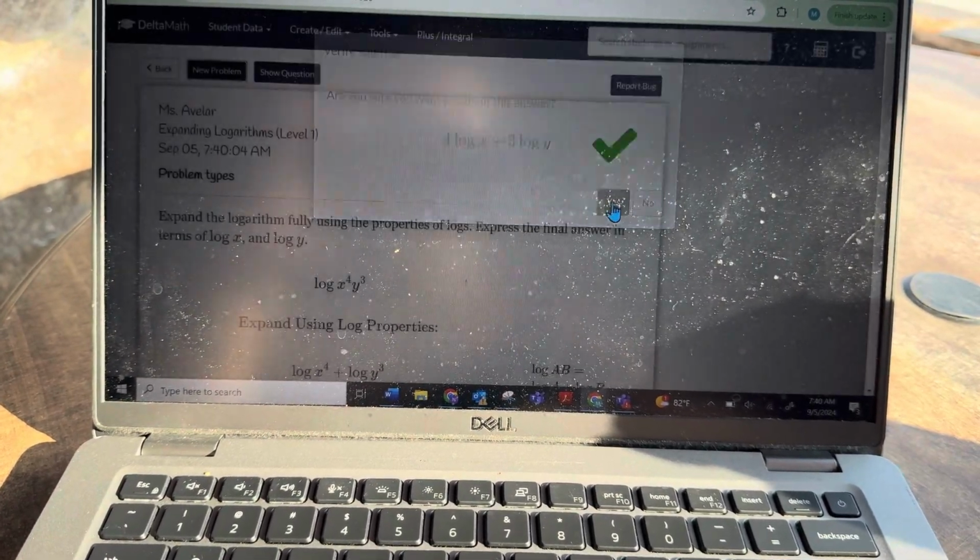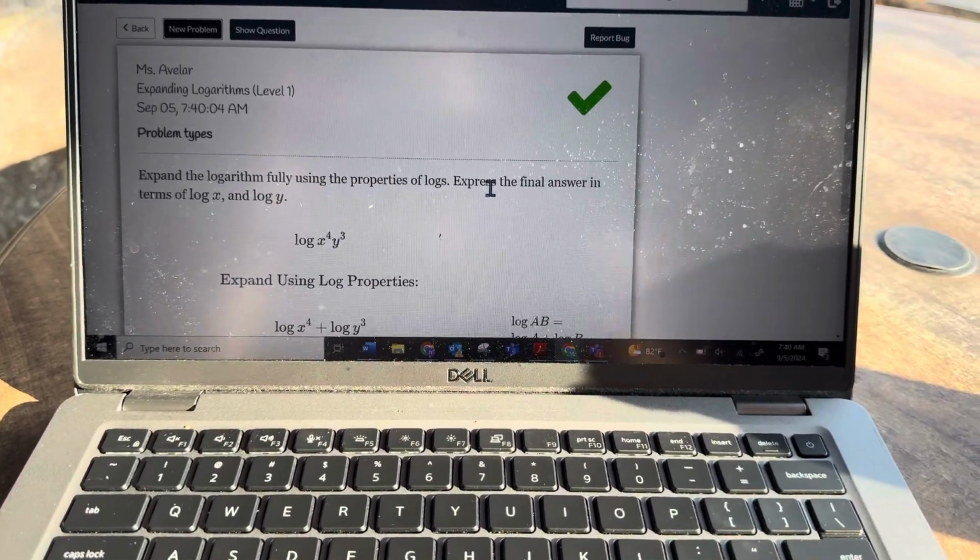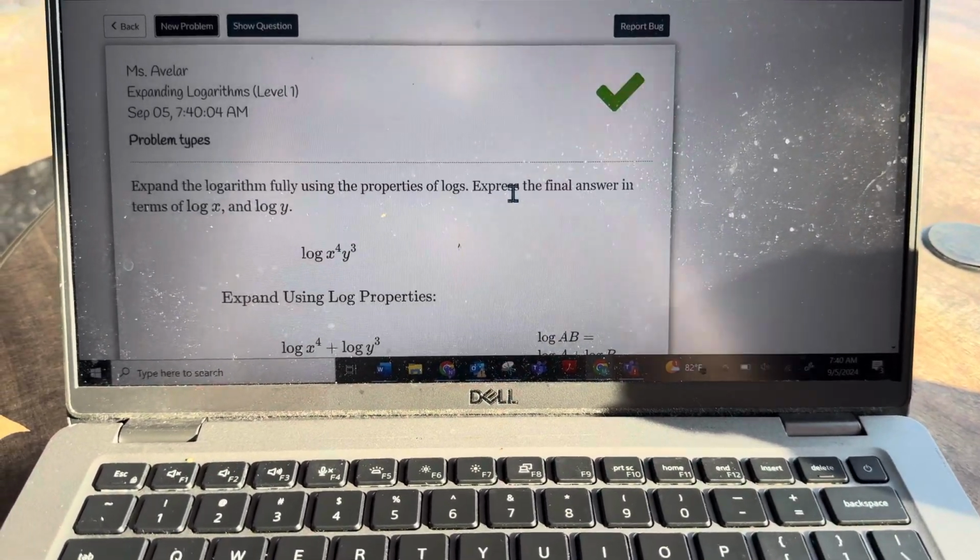So yesterday you guys were expanding, you're making them larger, and today you guys are going backwards and condensing.